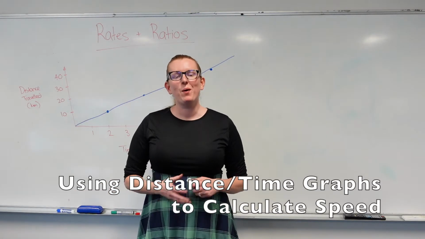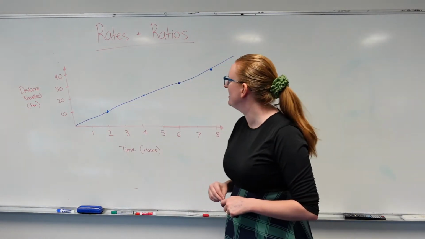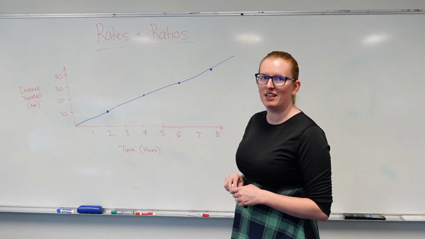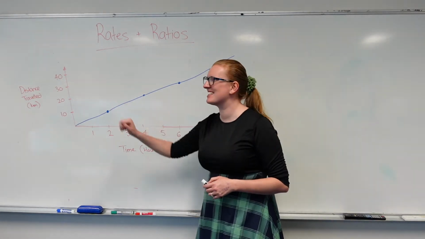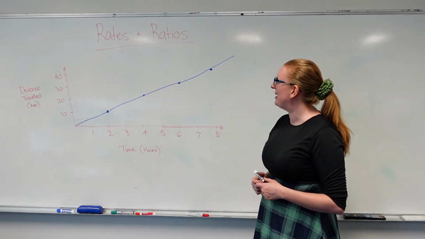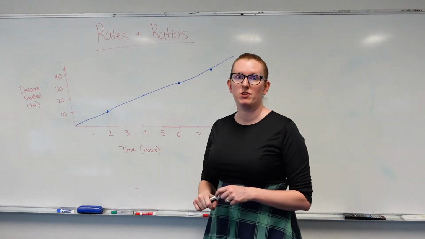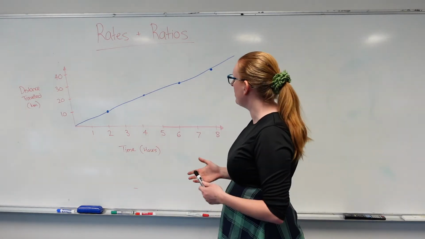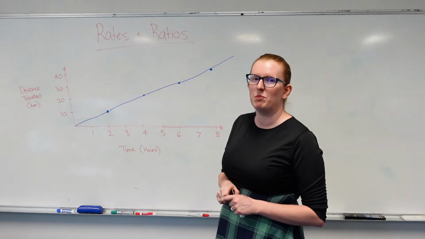Okay, so now I want to look at distance versus time graphs. So here we have a very poorly drawn graph that shows the distance that someone traveled versus the amount of time they took. So say I need to be able to calculate how fast this particular person was traveling. So what I do is I pick any point on this graph to make my life much easier.